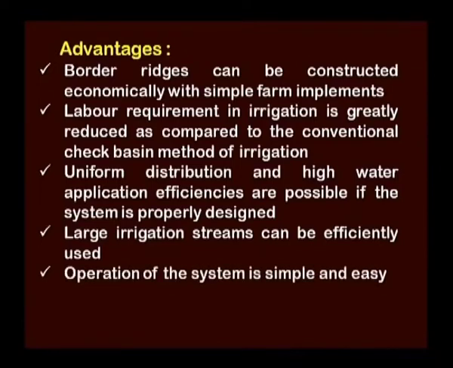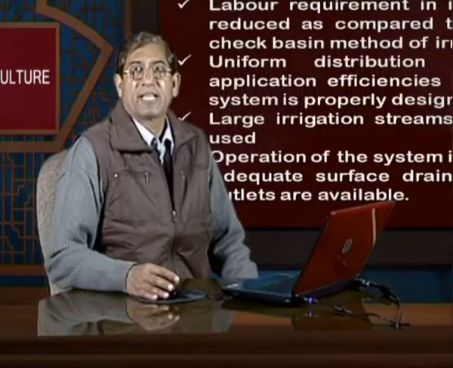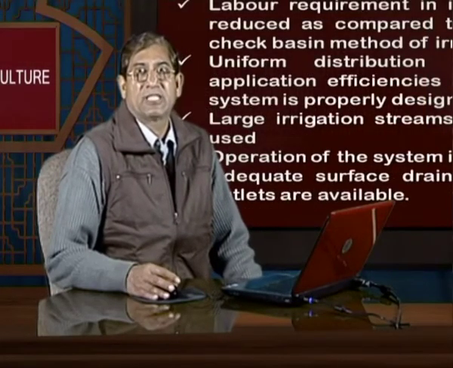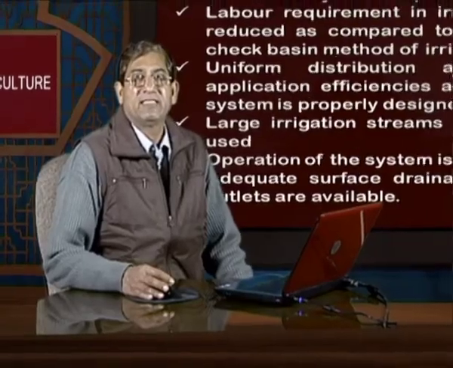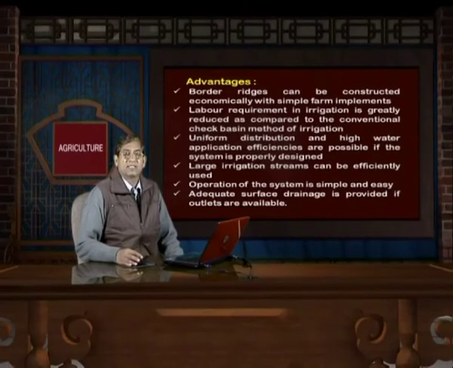Operation of the system is simple and easy. Adequate surface drainage is provided if outlets are available. When the stream size is large, it is difficult to manage the stream size in check basins. Under this situation, boulder strips are more suitable to irrigate the crops. Moreover, boulder irrigation is suitable for close growing crops. This method of irrigation is not suitable for rice where ponding water is needed.